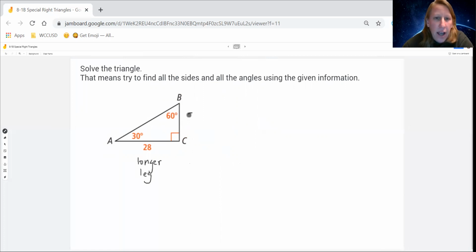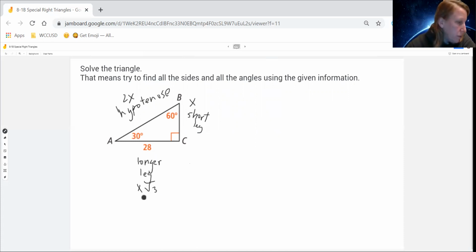Okay, so I really like it when I get the short leg. It makes it a lot easier for me to deal with. I'm okay if I get the hypotenuse because I know dividing by 2 is not that hard. But when I get the longer leg, I'm kind of annoyed. So I think I'll just do it this way: X, 2X, and X root 3. And then I'm going to make my equation using this information.